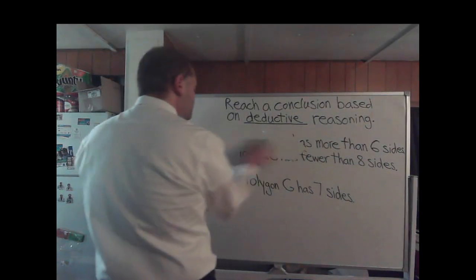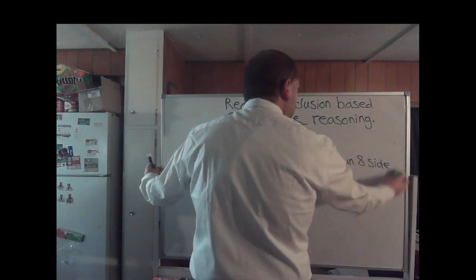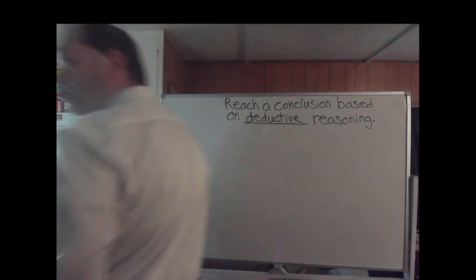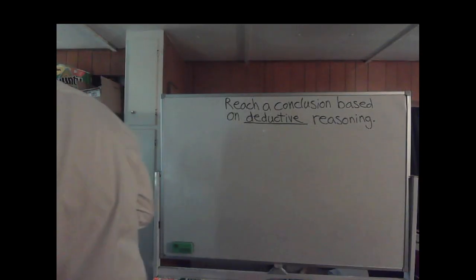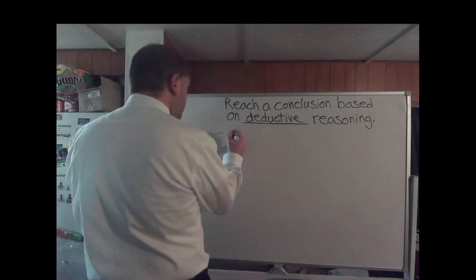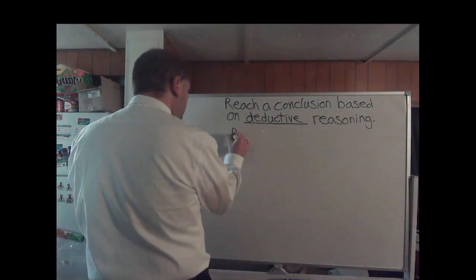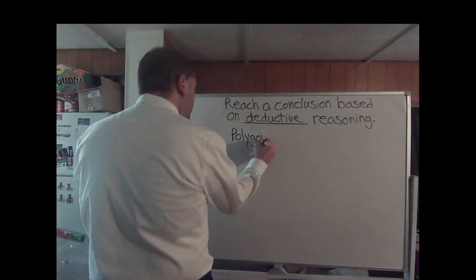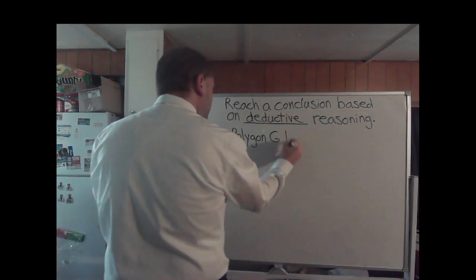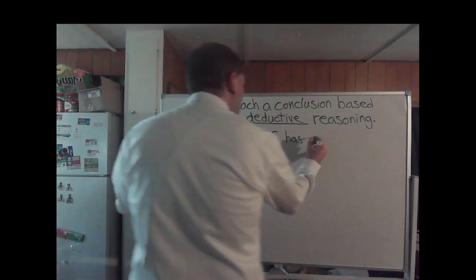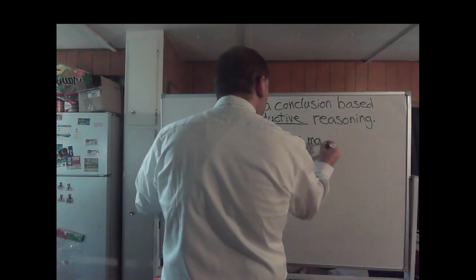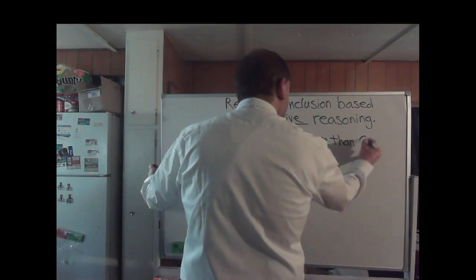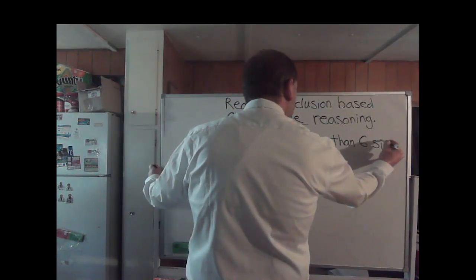I have one more statement based on deductive reasoning. So let's see. Polygon G has more than 6 sides.